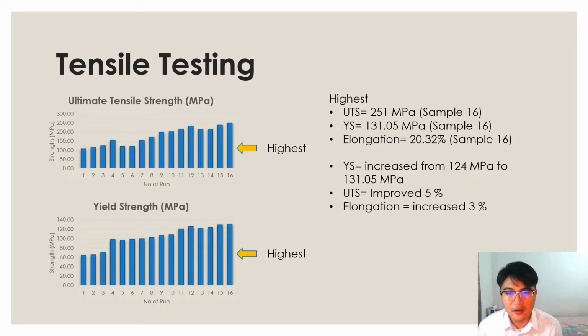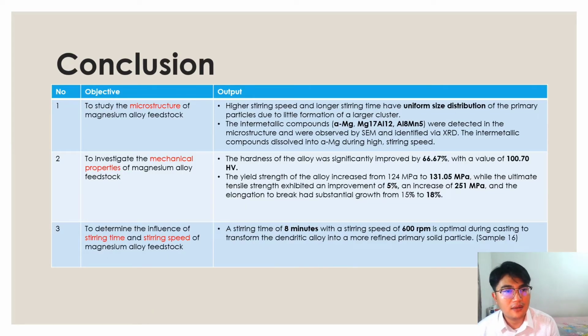So we see how much the stirring rate and stirring time affect the mechanical properties of magnesium alloy. To conclude, for the first objective, to study the microstructure of magnesium alloy feedstock, the output is that higher stirring speed and longer stirring time give uniform size distribution of primary particles due to little formation of larger clusters. The intermetallic compounds were detected in microstructures, observed by SEM and identified by XRD. The intermetallic compounds dissolved into the alpha phase of magnesium during high stirring speed.